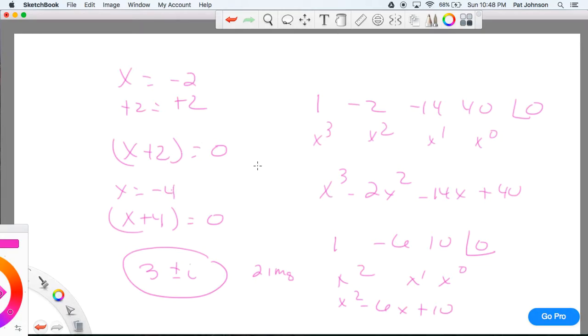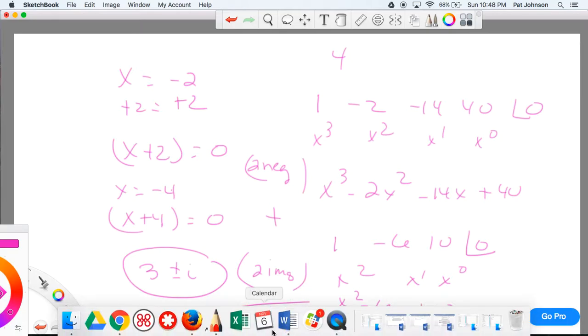Negatives. I have two negative zeros, two imaginary. My degree of this is 4, so then I'm done. I have no more roots. And if you look at the graph, they actually show it.